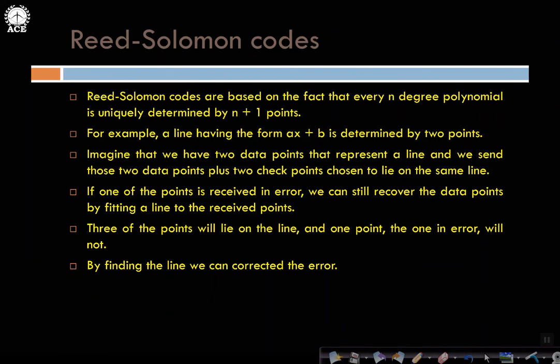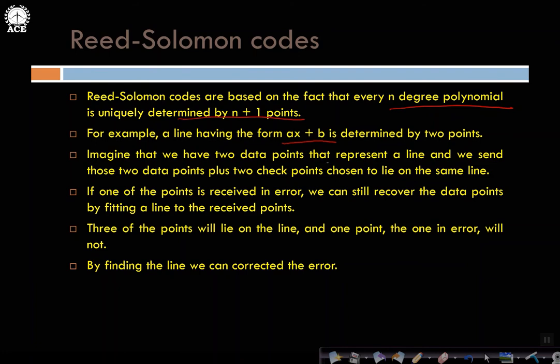Okay. Now likewise there is another approach called Reed-Solomon code. Let us review the points of this. They are based on the fact that every n degree polynomial is uniquely determined by n plus 1 points. So I will explain to you the meaning of this in the next section which I am going to take. For example, a line having the form ax plus b is determined by 2 points, that is x power 0, x power 1, 2 points.